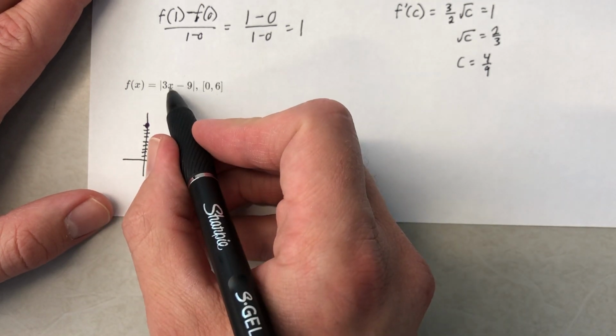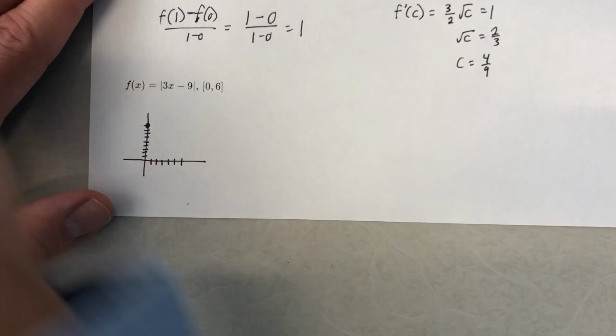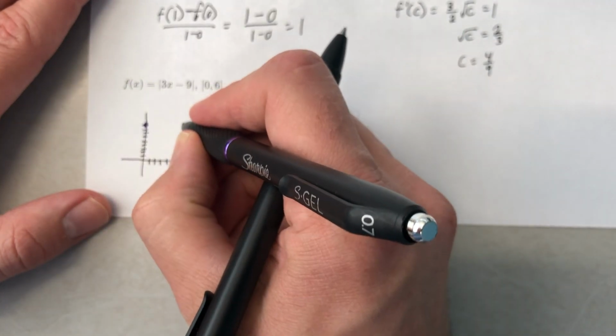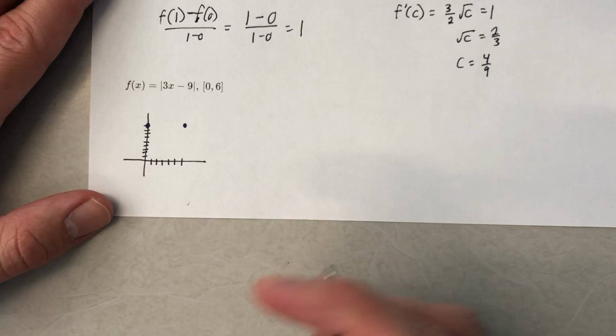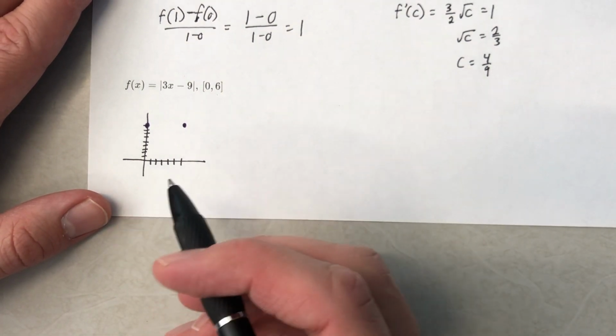Plug in a 6 here. We'd have 6 times 3 is 18. 18 minus 9 is, well, 9. Okay, so we've got this going on. I wonder what happens in the middle. Actually, you could figure it out. Here's a really good indicator.